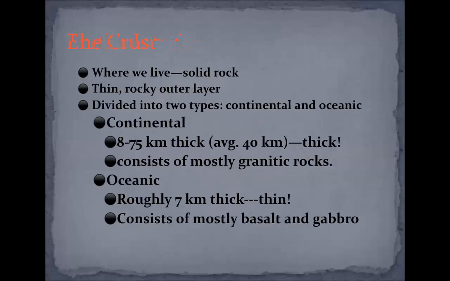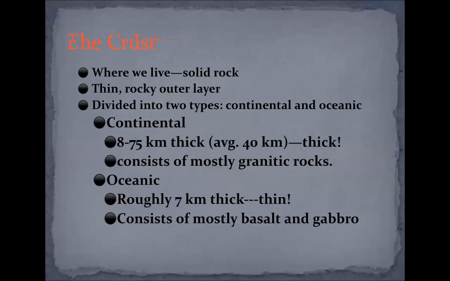Okay, so the crust is where we live. This is made up of solid rock. It's the thin, rocky outer layer. It's divided into two types, continental and oceanic. And we've seen these terms before.